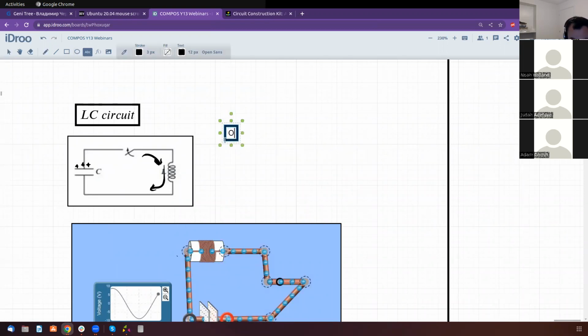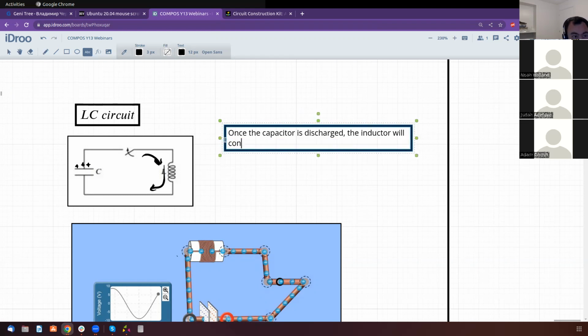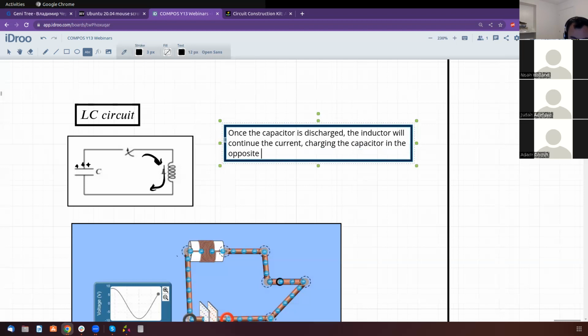Once the capacitor is discharged, the inductor will continue the current, charging the capacitor, which will be in the opposite direction.